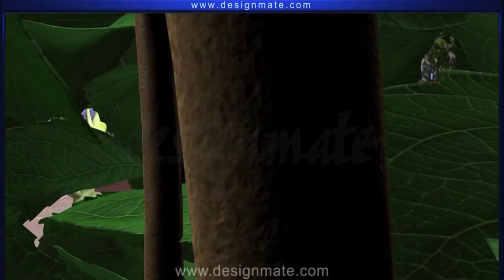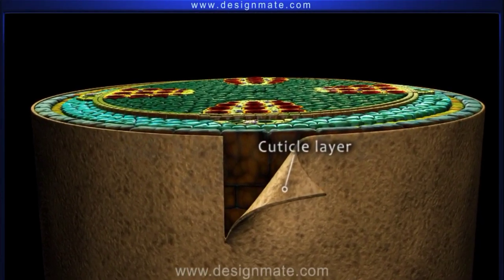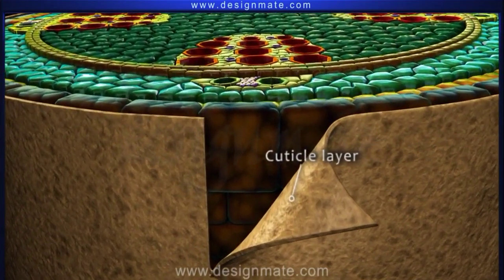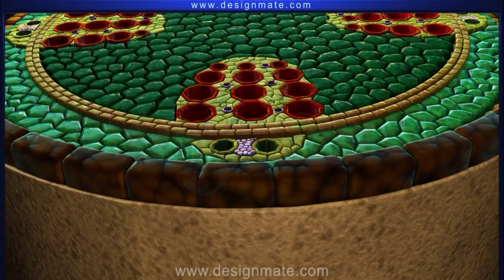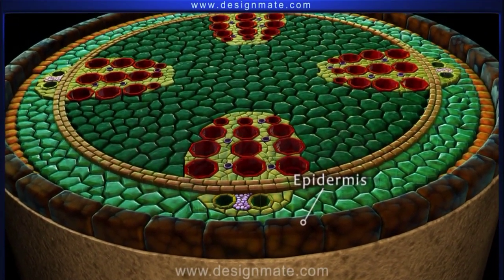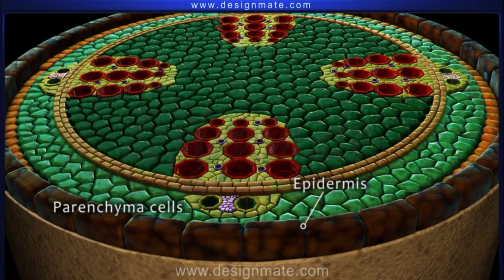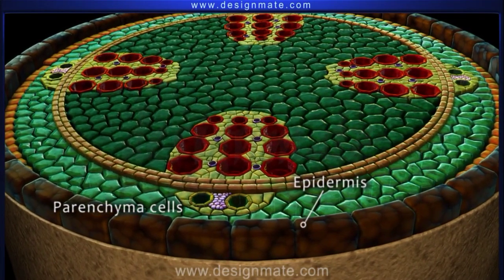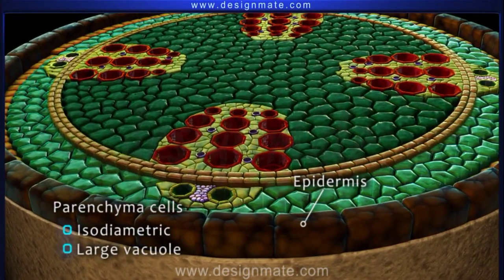The outermost layer of the stem has epidermal cells that secrete a cuticle layer to protect the inner tissue. This epidermis consists of compactly arranged, thin-walled living cells known as parenchyma cells. The cells of parenchyma are generally isodiametric. They also have a large central vacuole.